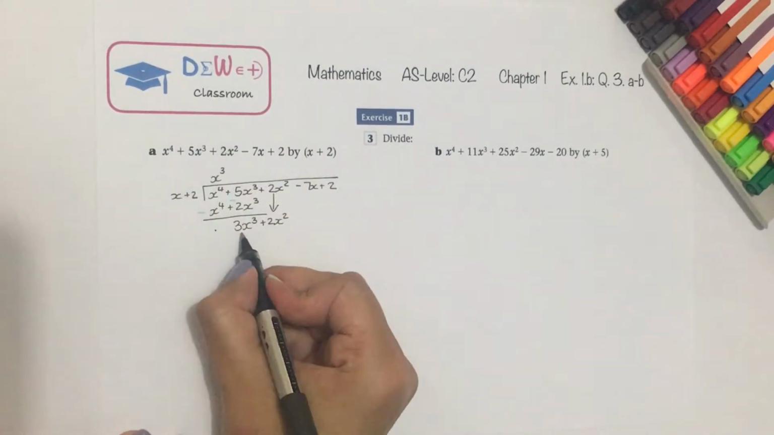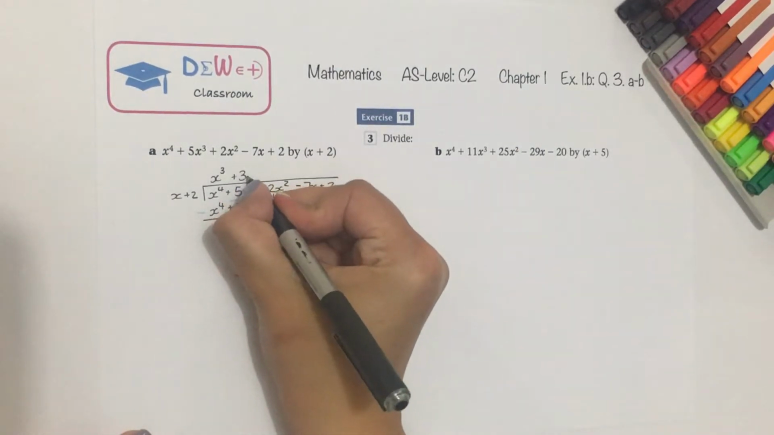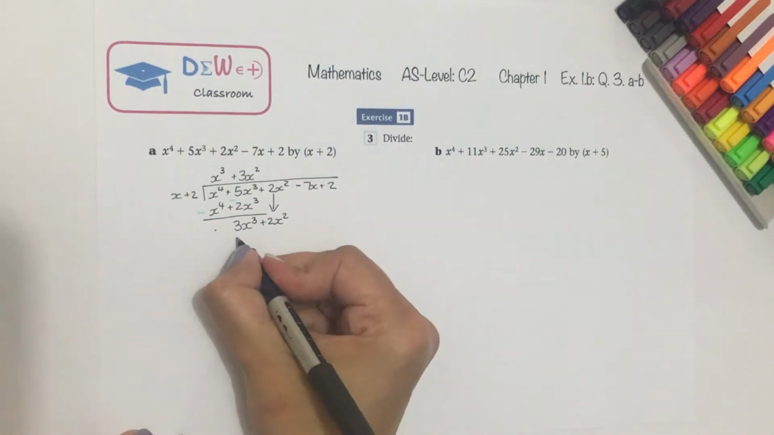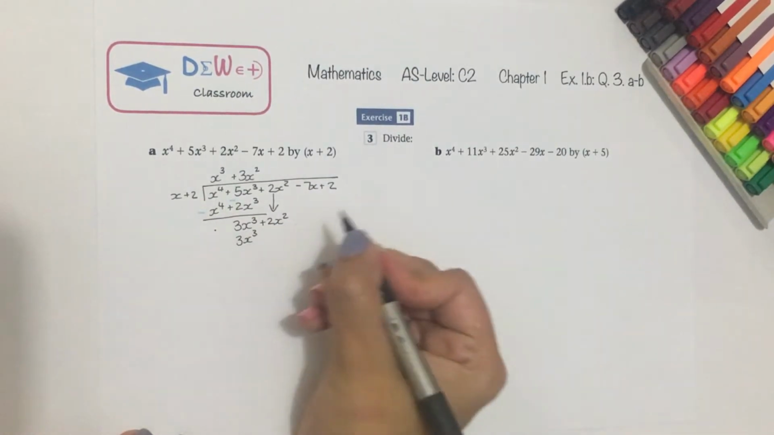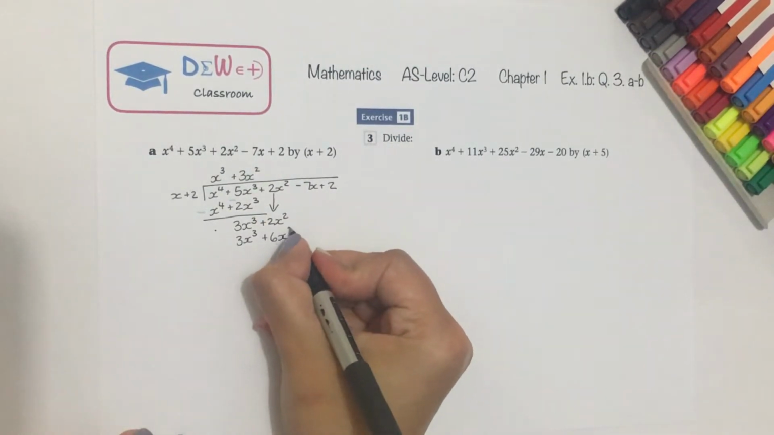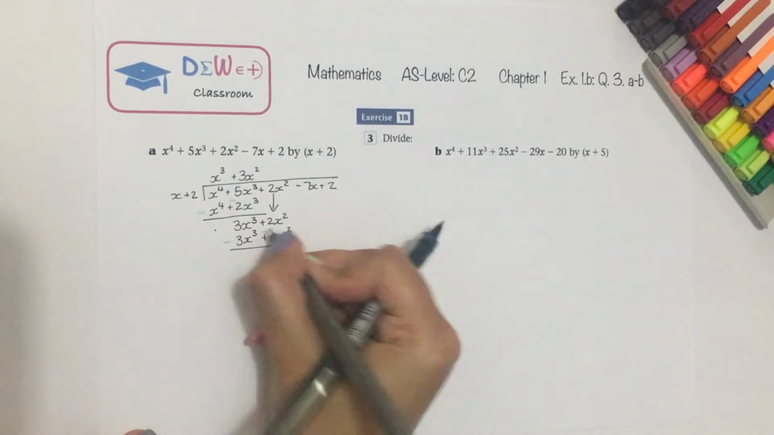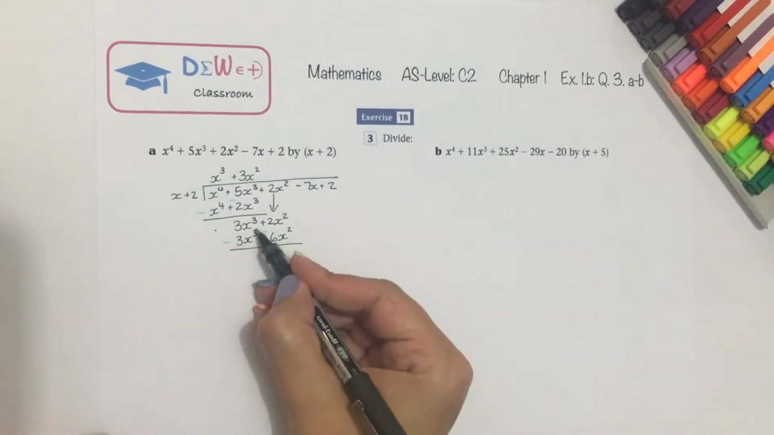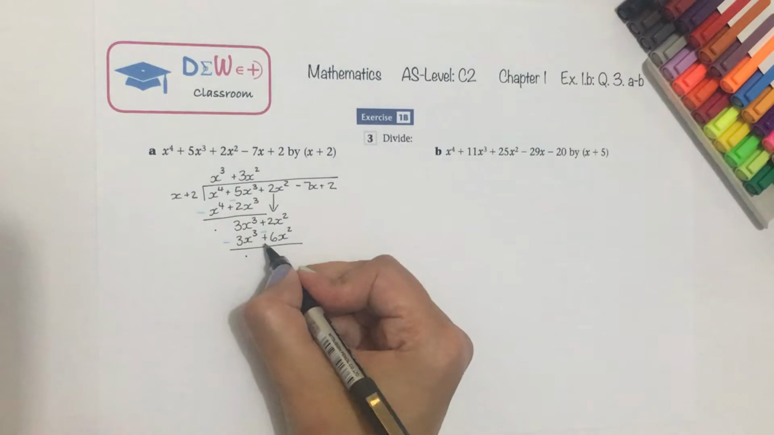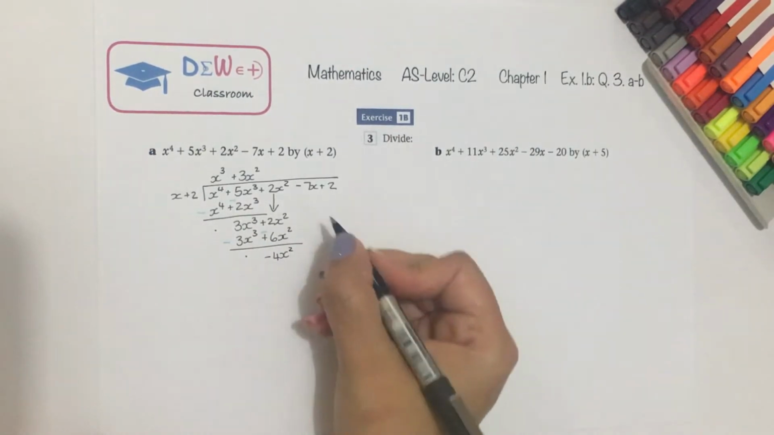We start the process again. 3x cubed divided by x will give us 3x squared. 3x squared times x is 3x cubed. 3x squared times 2 is plus 6x squared. Right, so we need to subtract them. So we change the signs, and 3x to the power of 3 minus 3x to the power of 3 is 0. 2x squared minus 6x squared is minus 4x squared.